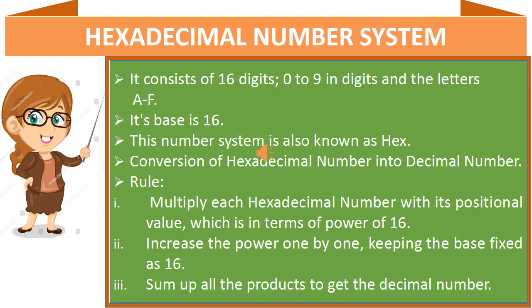Now for converting hexadecimal number to decimal number, we again have a rule, and that rule is same as binary to decimal and octal to decimal conversion. Let's see the rules now. Multiply each hexadecimal number with its positional value, which is in terms of power of 16. Increase the power one by one, keeping the base fixed as 16. Sum up all the products to get the decimal number.